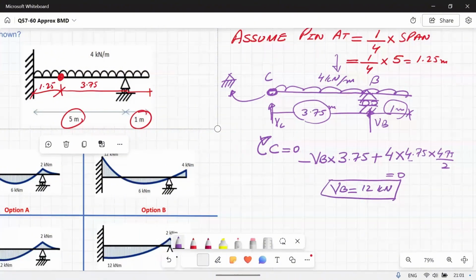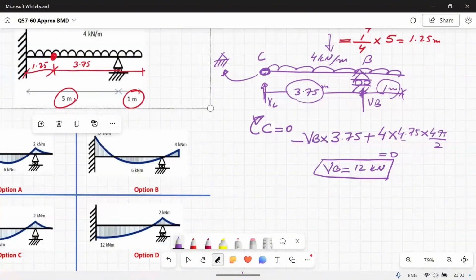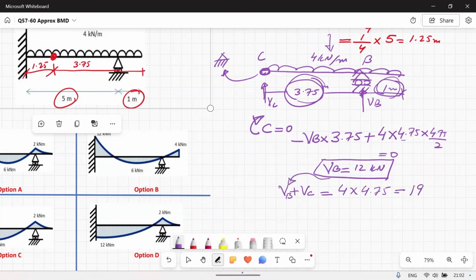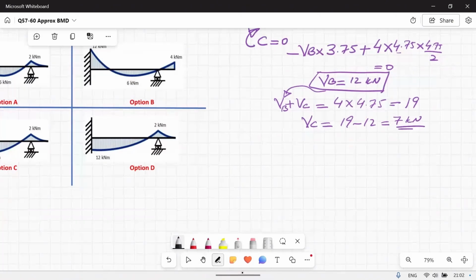When VB is equal to 12 kilonewton, the total load here is VB plus VC. This is equal to 4 times 4.75. 4.75 is this distance, so this is equal to 19. And if I subtract the value of VB, VC will be equal to 19 minus 12. This will give me 7 kilonewton. So VC is 7 kilonewton. Once I've got this loading, then I can draw the left side diagram, and I can have this pin.